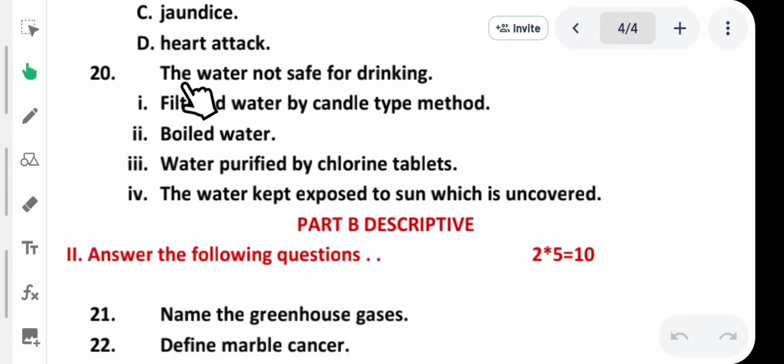Next and the last question. The water not safe for drinking. Which water is not safe for drinking? That we have to choose. Filtered water by candle method, boiled water, water purified by chlorine tablets, which we have to use in minimum percentage. And next one, the water kept exposed to the sun which is uncovered.